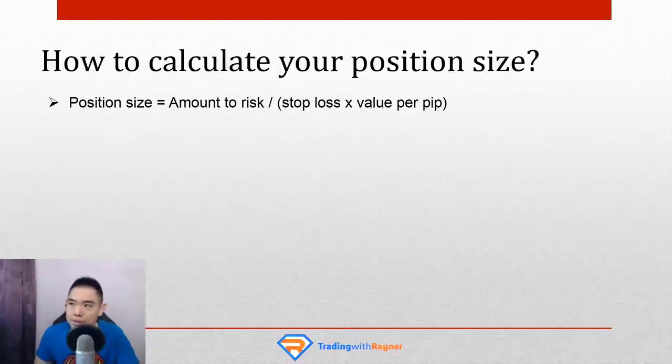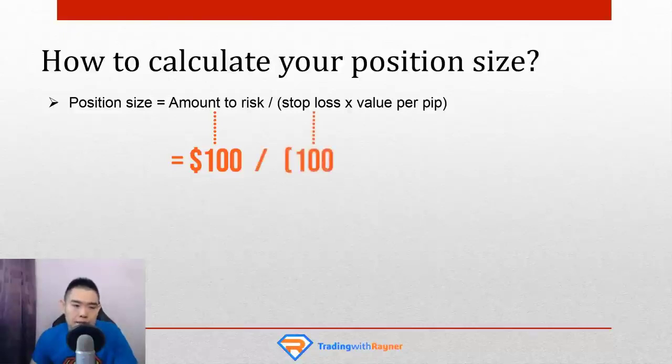So I'm going to share with you a very simple way to do this. I'll go through a manual way first, and after which I'll show you a faster way. So let's say you're risking $100. You're willing to risk $100. And let's say your stop loss is 100 pips. So you put in 100.